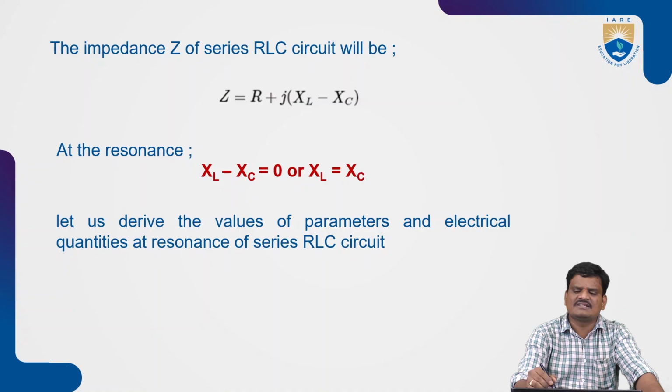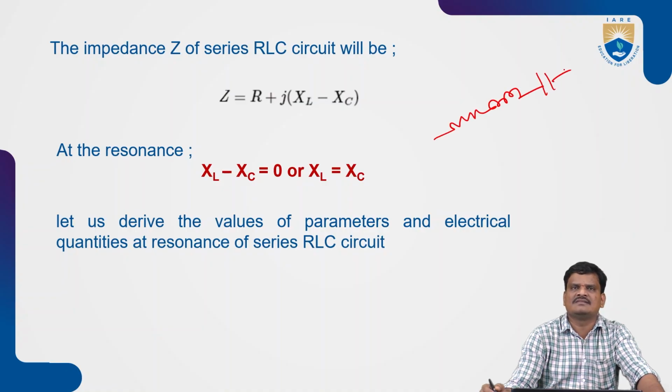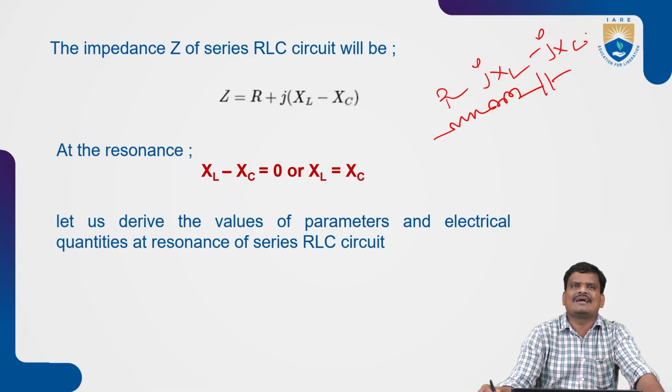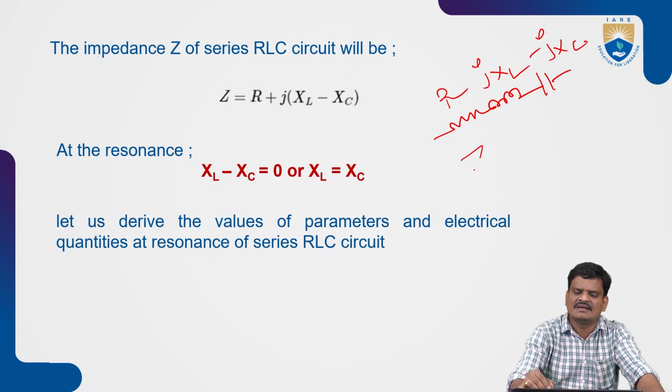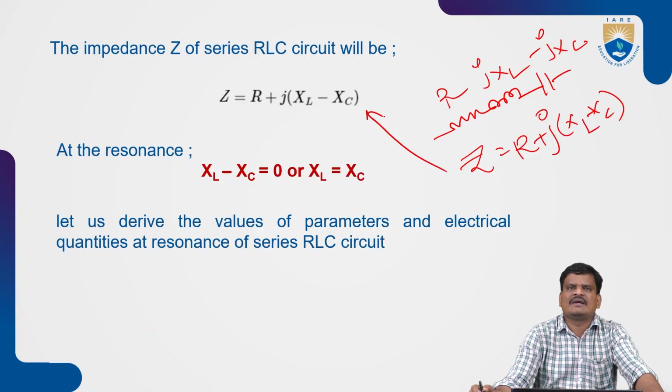Here, as it is a series circuit, all the elements, that is resistor, inductor and capacitor, are connected in series. We know that this is R, this is jXL, the representation of the inductor, and this is minus jXC, the capacitance. So if I want to calculate the total impedance offered by the series RLC circuit, where I am trying to calculate the value of the resonant frequency, the impedance offered by the circuit is R plus j into (XL minus XC).